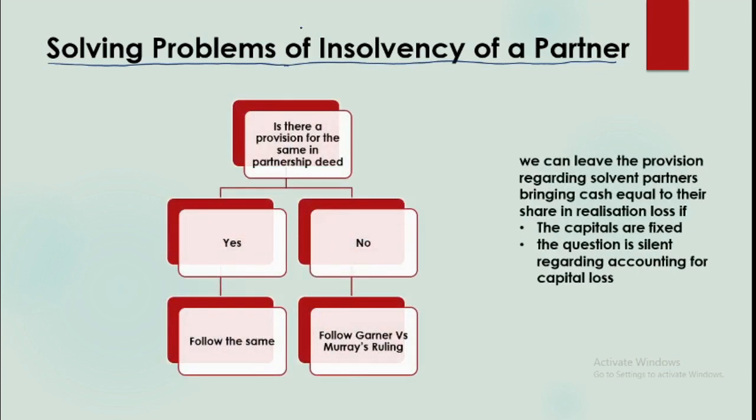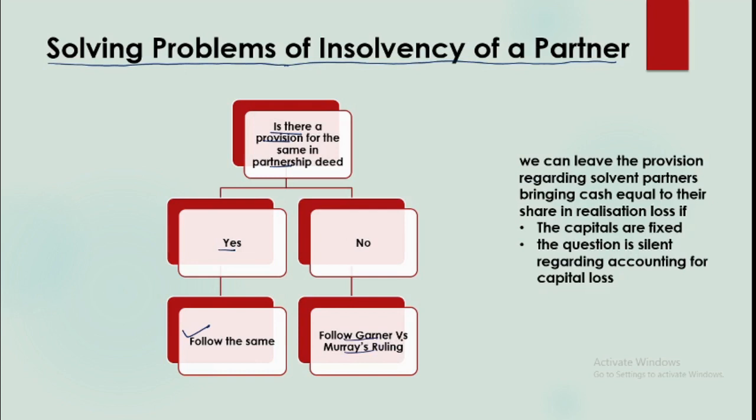After that we will look into the problem: are we given any provisions in the partnership deed? That is, is our question saying something regarding the capital loss? So if your question is saying anything like the losses arising on insolvency will be shared equally or in some ratio, then we'll have to follow the same. But if our question is silent, then we follow Garner versus Murray's ruling.